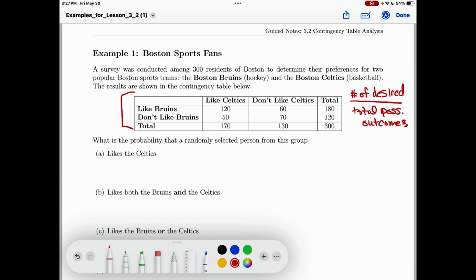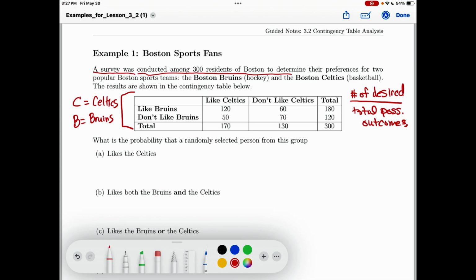Now, so that we can practice our probability notation, I'm going to say let C represent that the person likes the Celtics, and I'm going to let B represent the event that a person likes the Bruins. So in this chart, we have a survey that was conducted among 300 residents of Boston to determine their preference for the two teams, the Celtics and the Bruins. And then that's displayed here in the chart.